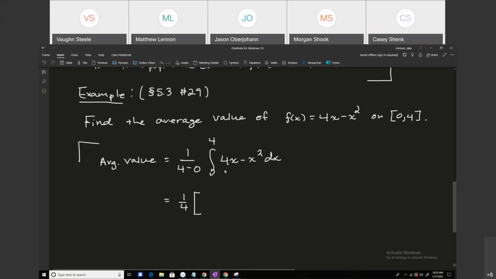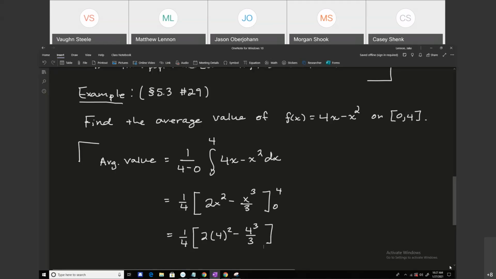So 4x squared over 2 is the same as 2x squared. And then we're going to have a minus x cubed over 3. Then this is from 0 to 4. And again, the nice thing about polynomials is when they have a 0, everything just goes away. So we don't even really need to worry about plugging that 0 in. So we have 1/4 times 2 times 4 squared minus 4 to the third power over 3.